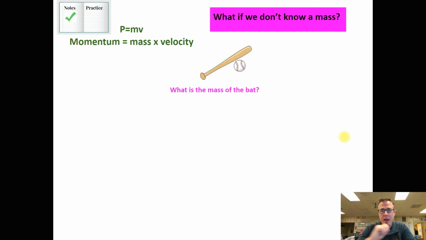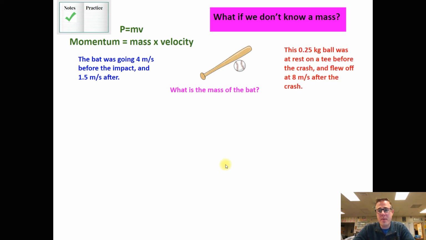So draw a line, maybe make a little sketch of a bat and a ball so that you remember what this question was about. And we're going to do the third one over on your note side. The information that we're going to have from this one is the velocity of the bat before and after the impact. And we're going to have all the information about the ball. We know its mass. We know that it was sitting on a tee, so it was just at rest before it got hit. And it flew off of the tee at 8 meters per second.